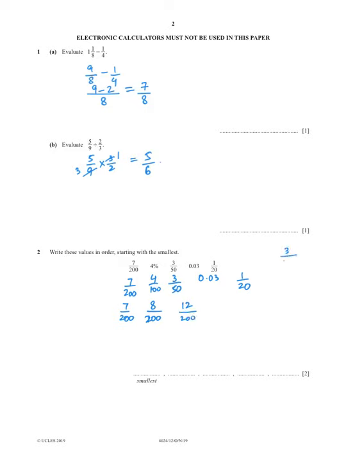0.03 means 3 divided by 100, right? So that will be equal to 6 divided by 200, and the last one will be 10 divided by 200. Now in those terms the smallest is 6 divided by 200 and that is 0.03. After that it's 7 divided by 200. After that it's 8 divided by 200, that is 4%. After that it's 10 divided by 200, that is 1 divided by 20. And the last one is equal to 3 divided by 50. So that is the correct order.